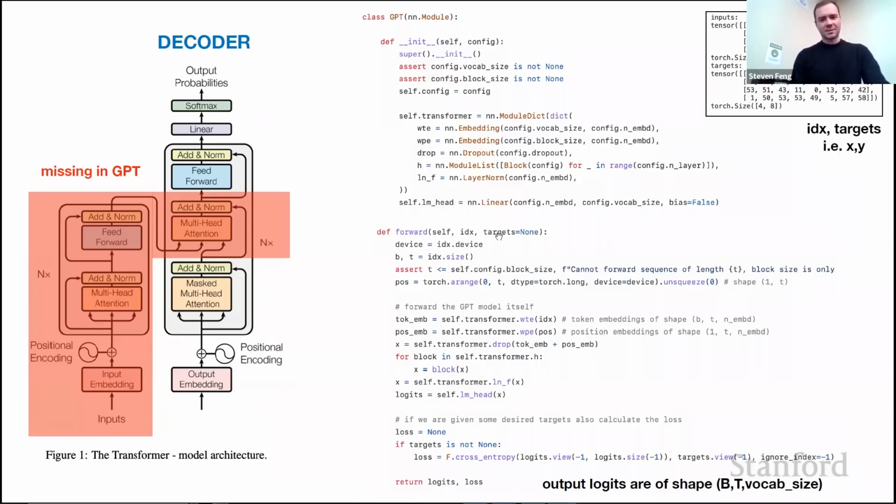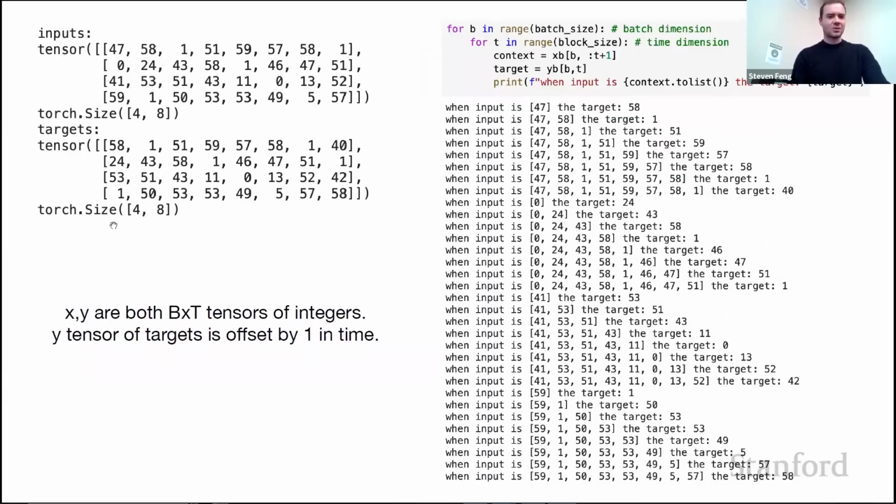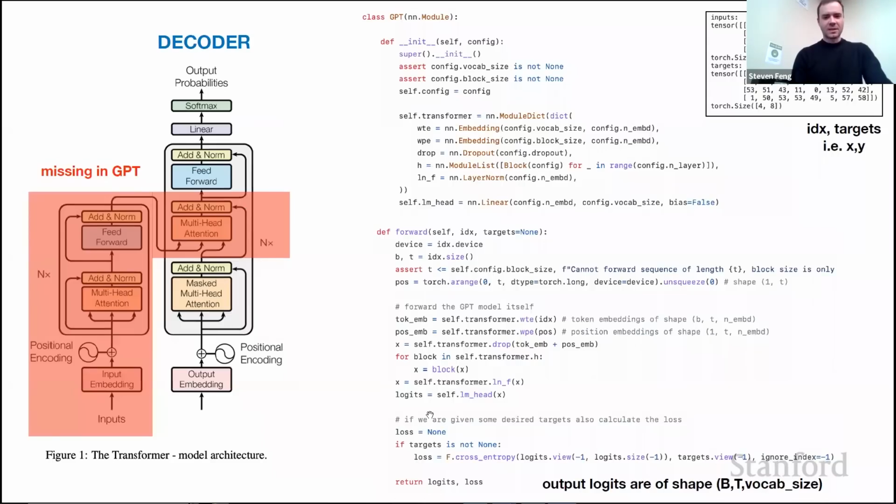And then if we have the targets, which we produced in the data loader, and you'll notice that the targets are just the inputs offset by 1 in time, then those targets feed into a cross entropy loss. So this is just a negative log likelihood, typical classification loss.